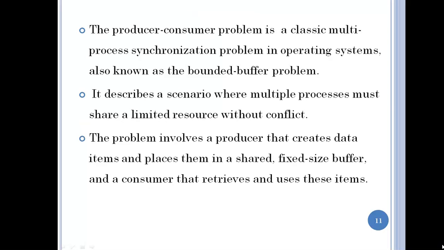So, the producer-consumer problem is a classical multiprocess synchronization problem in operating systems, also known as the bounded buffer problem. It describes a scenario where multiple processes must share limited resources without conflict. The problem involves a producer that creates data items and places them in a shared fixed-size buffer, and a consumer that retrieves and uses these items.